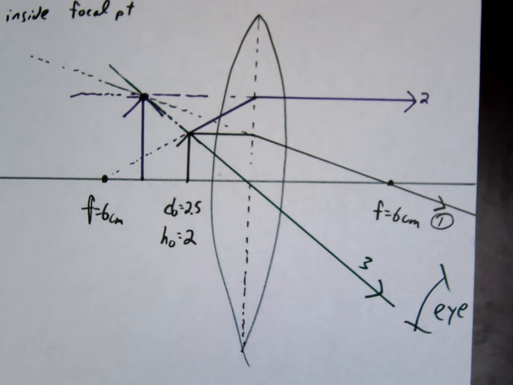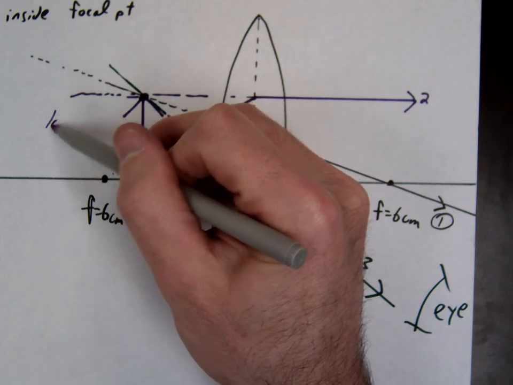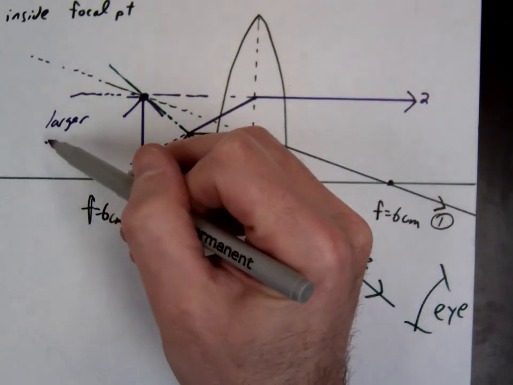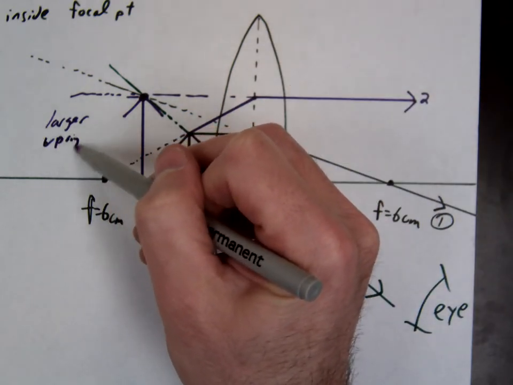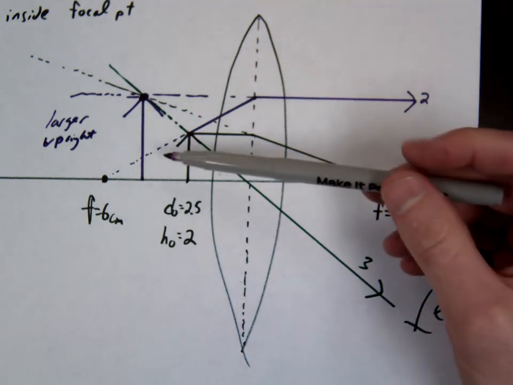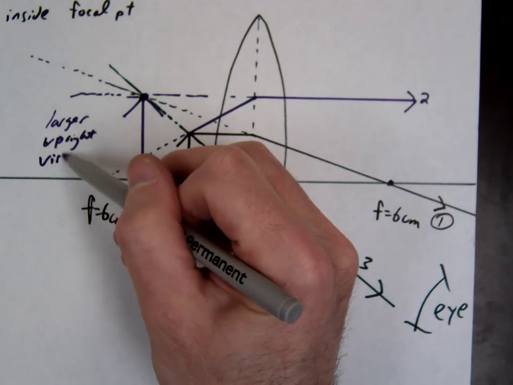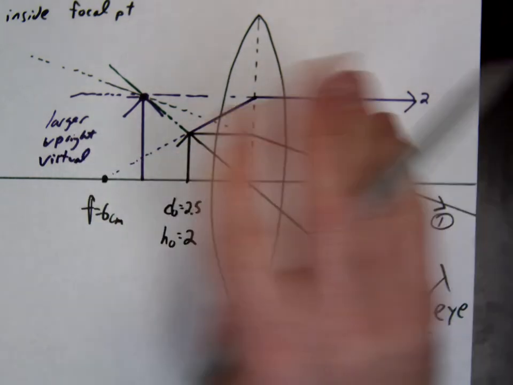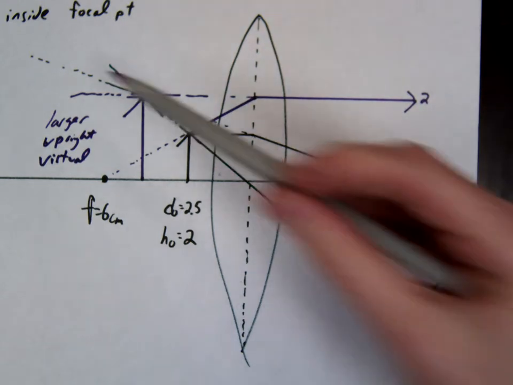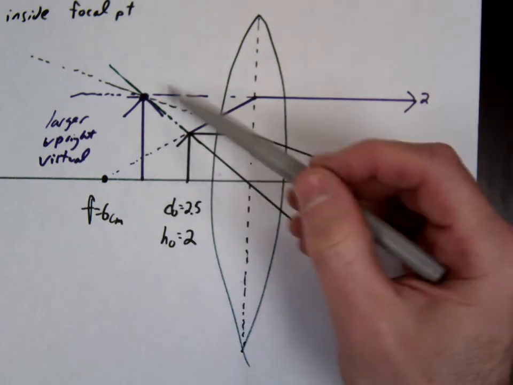What do you notice about the image? Okay, it's larger. What else? It is upright. Okay, what do you think about this? Is this a real or a virtual image? Virtual. Again, light actually goes on the opposite side. All the light's over here. We only think the image is coming from this point because we see in straight lines. And so we think we see something there. So it's a virtual image.